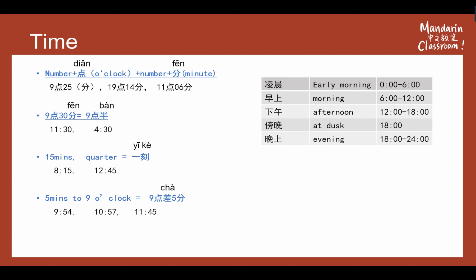And let's move to the second, how to express 9:30. In English, just 9:30, right? 30 minutes. But in Chinese, we use a word 半. 半 means half, to express 30 minutes. So 9:30 we could express as 9点半. 9点30分 equals 9点半.